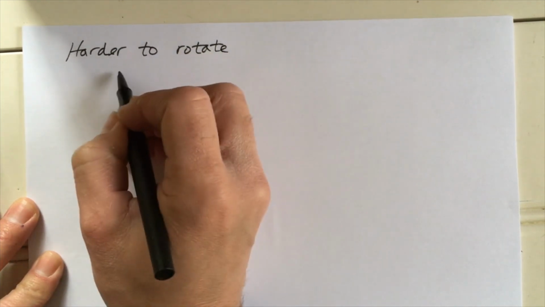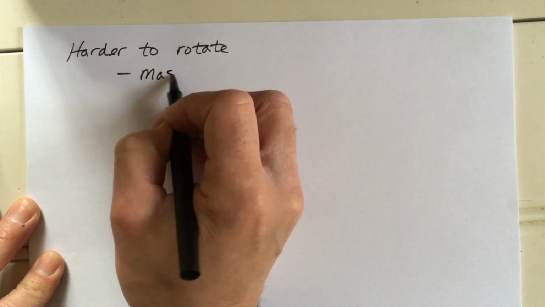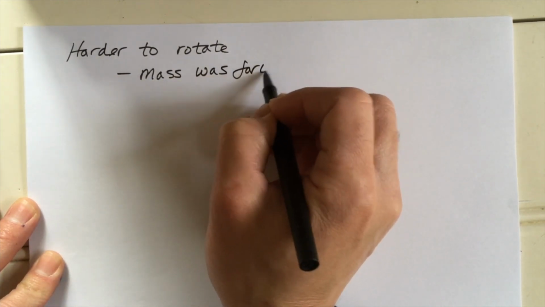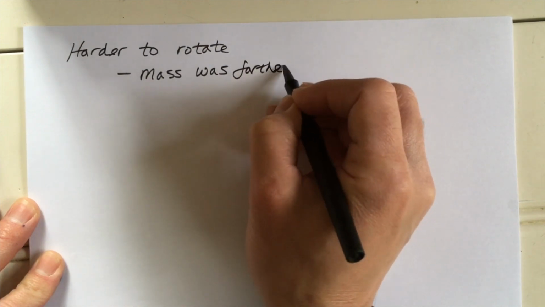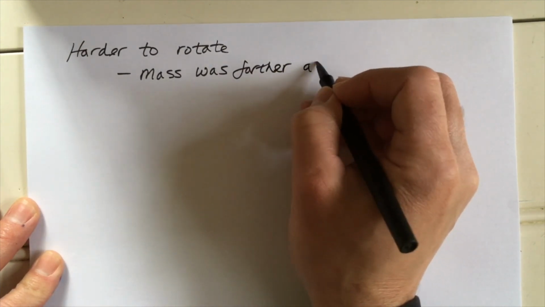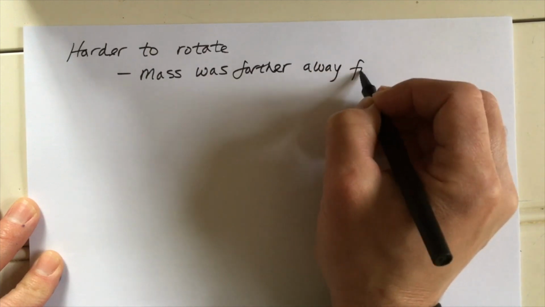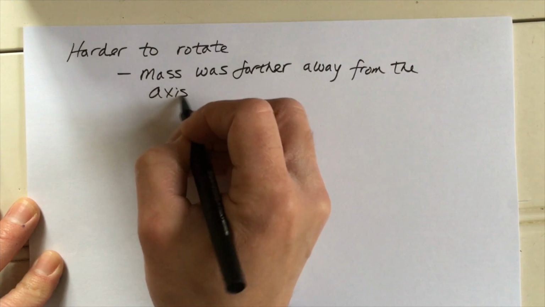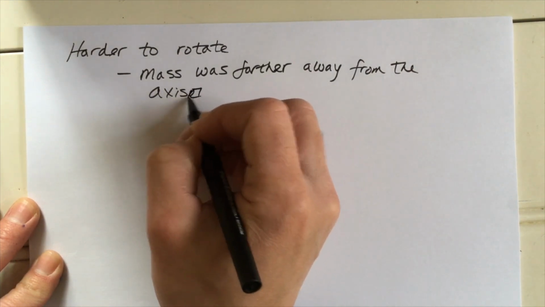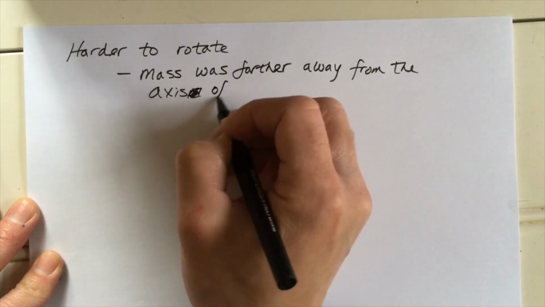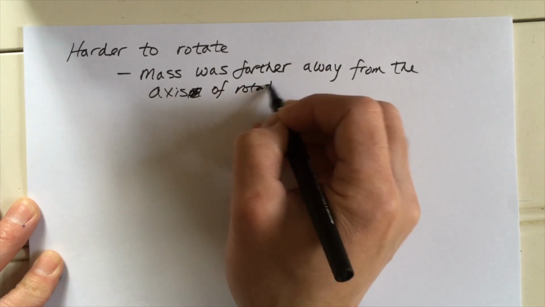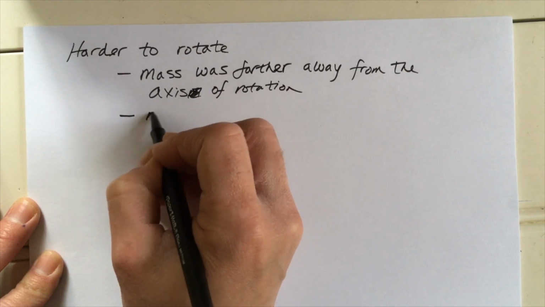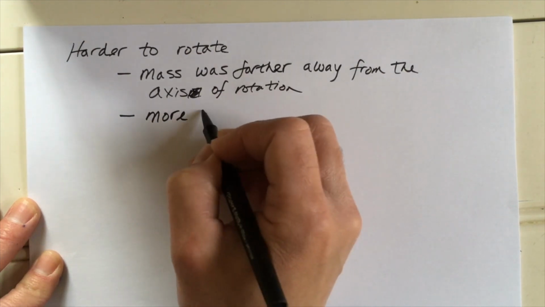It was harder to rotate when the mass was farther away. Farther or further? I'm going to go with farther. Farther away from the axis of rotation. And we also saw that when there was more mass, it was harder to rotate.